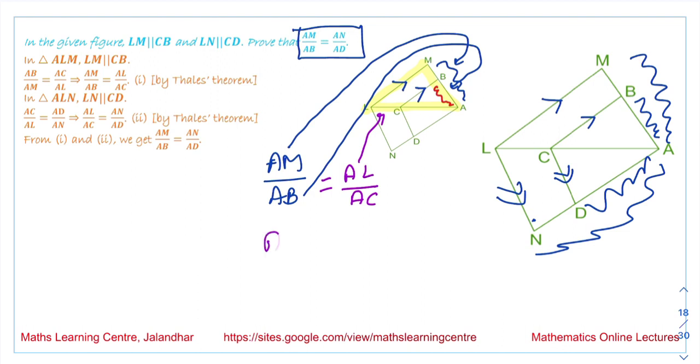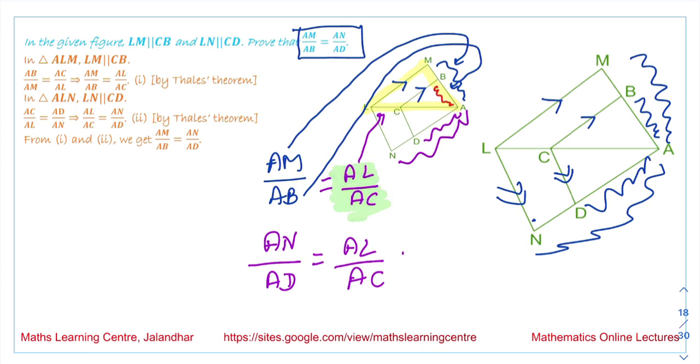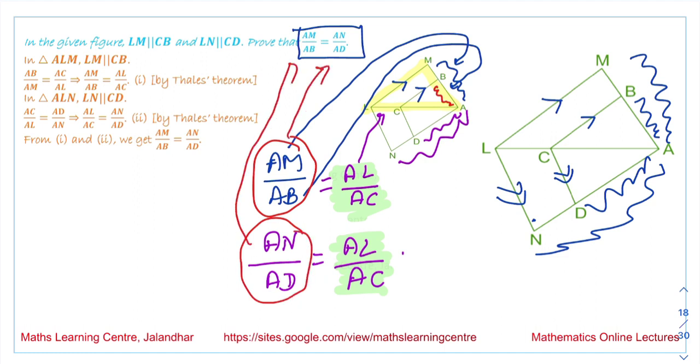Similarly, AN over AD will be equal to, this is the side AN, this is AD, AL over AC. Now look at these two sides over here, it is AL over AC, both of these. So what we are left with is the other side: AM over AB and AN over AD, both of these will be equal, and this is what we have to prove.